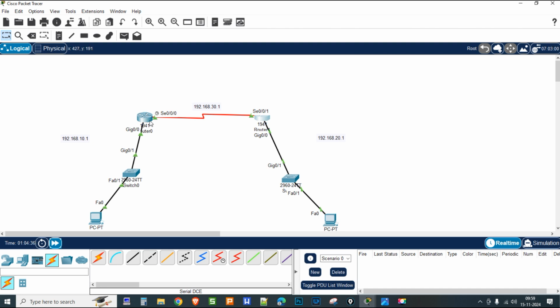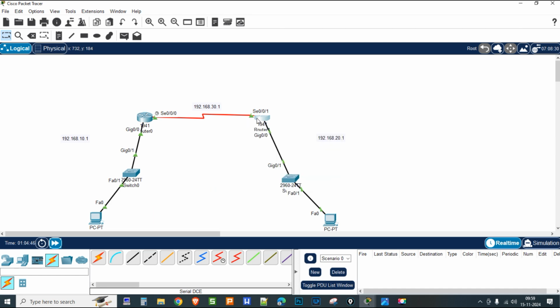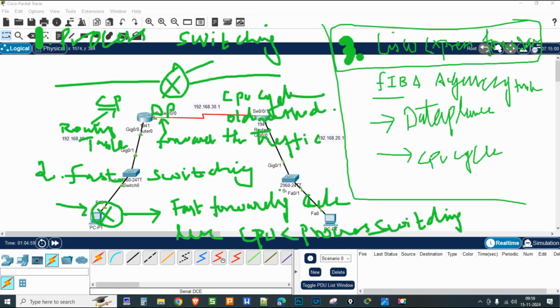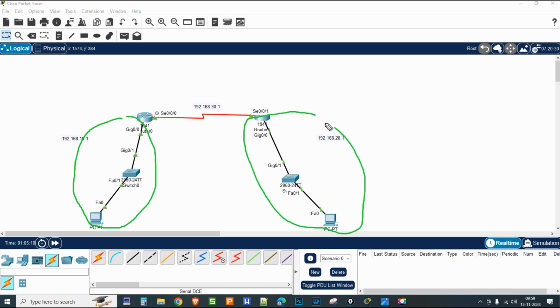I configured only the IP address 192.168.10.1 for the interface G0/0, 192.168.30.1 for the serial interface 0/0/0. Same way right side, 192.168.20.1 for gigabit Ethernet 0/0, then 192.168.30.2. So how many networks in this scenario? You can see, this is the one network, this is another network, this is another network.